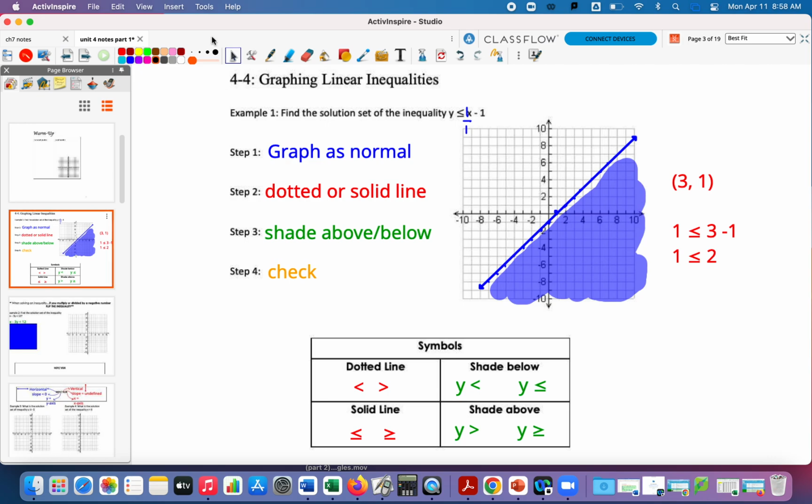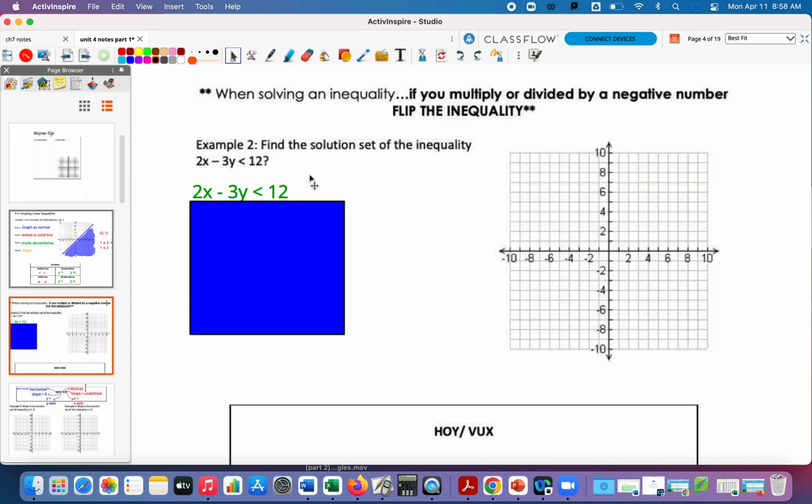All right, let's see what else we got here. Let's go to the next slide. When solving an inequality, if you multiply or divide by a negative number, flip the inequality. So we don't want to forget about those moves right there.